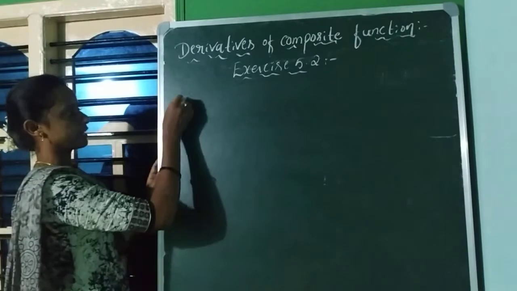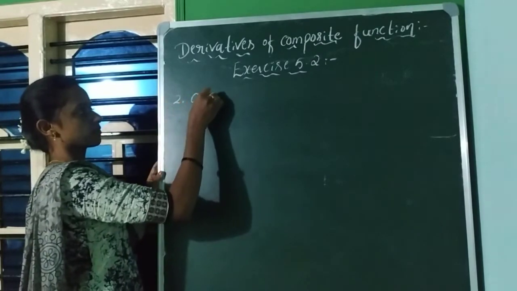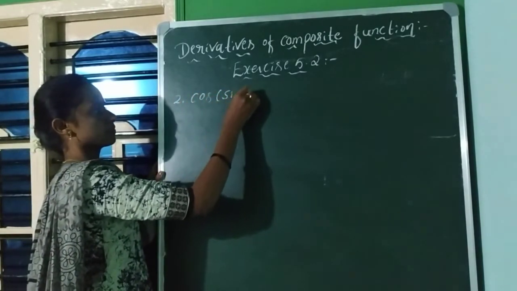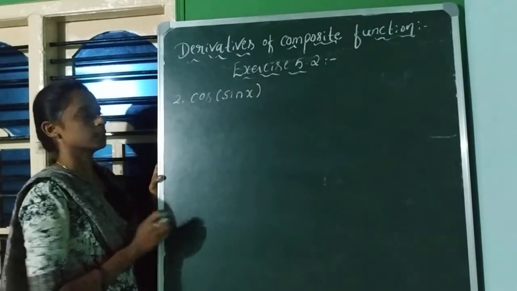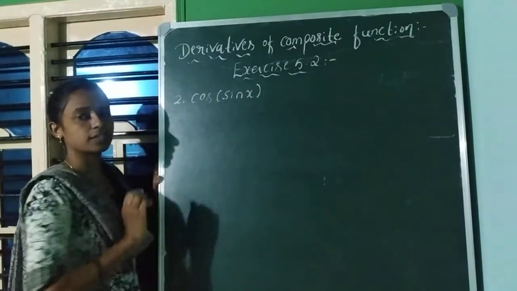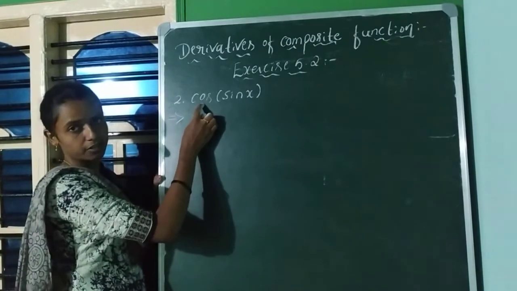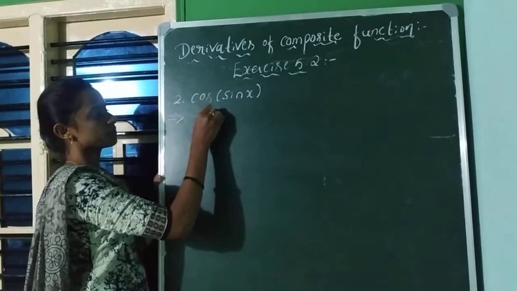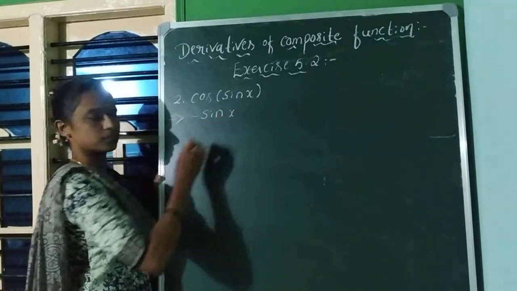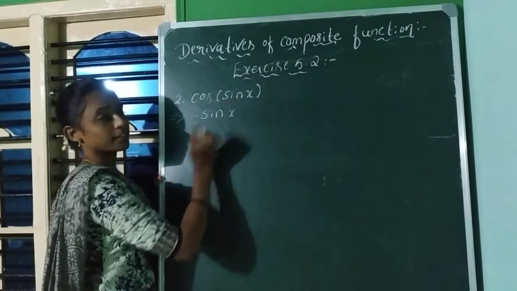cos of sine x. Cos is trigonometric, and sine is also trigonometric. So what you do is, cos derivative is minus sine. You can't change that sine x. Then you differentiate this sine x again.